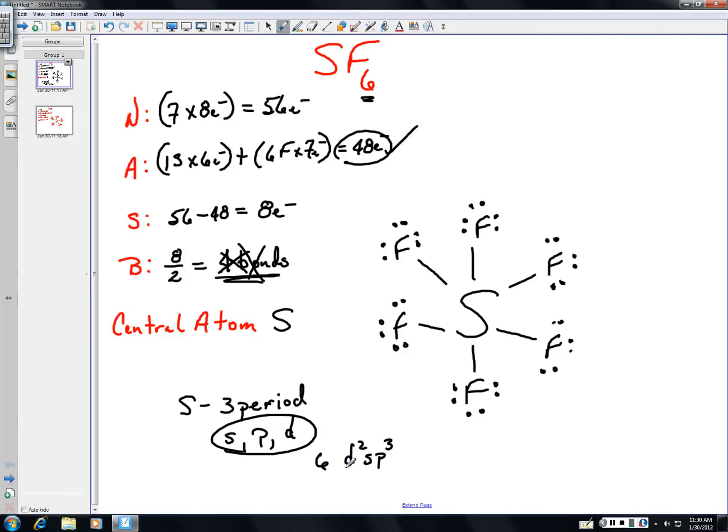So what I need you to do next is try one of these on your own. I want you to try PCl5, phosphorus pentachloride. Go ahead and practice that one and put this on pause while you do that, and pull up the next slide when you come back and check your answer against mine. We'll walk through it quickly.